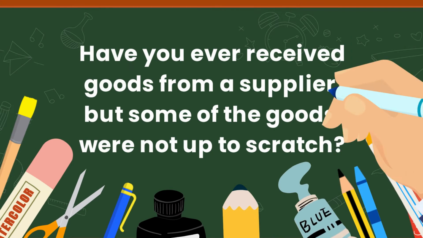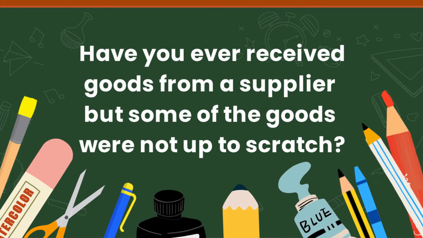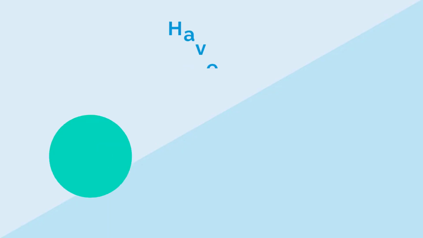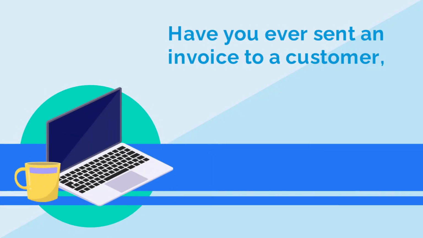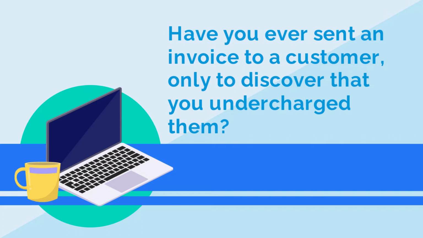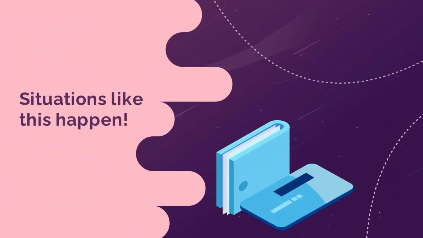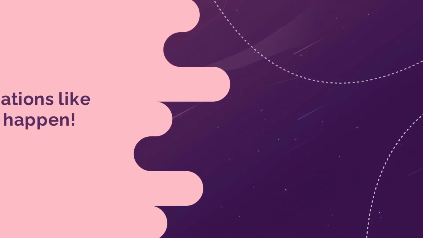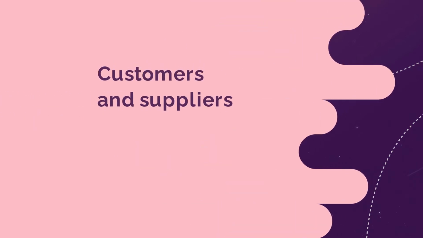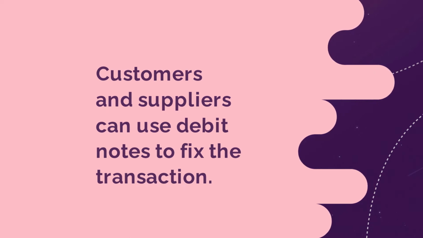Have you ever been in a situation where you have received goods from a supplier, but some of the goods were not up to scratch? Or have you ever sent an invoice to a customer, but because you accidentally undercharged them, you need to ask for more money? Situations like this happen sometimes in business, and when they do, customers and suppliers can use debit notes to sort things out.